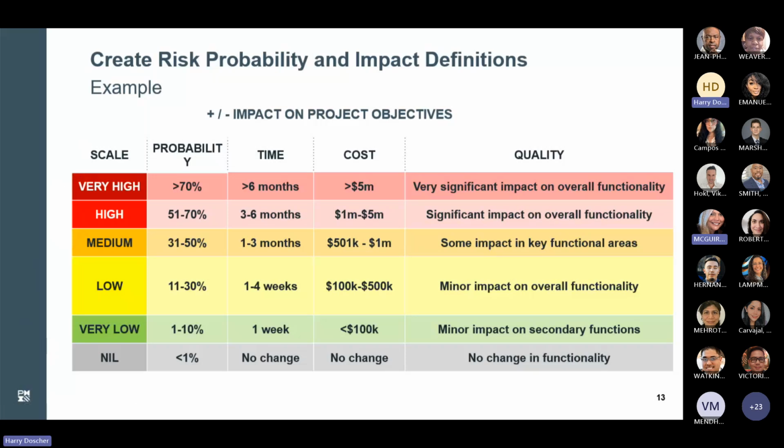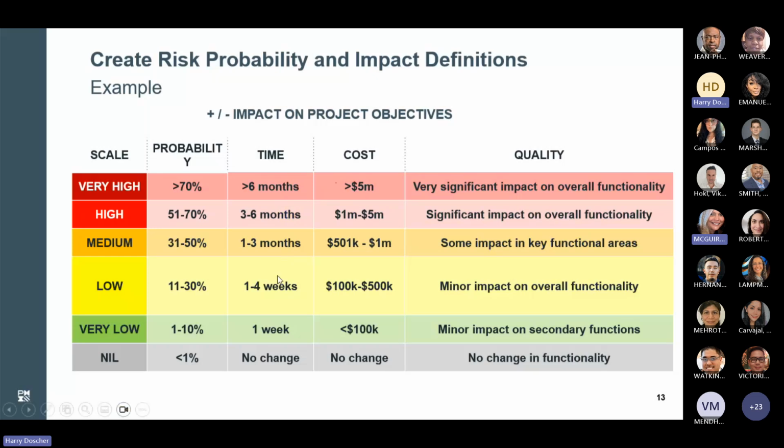Okay, so in this case, if probability is greater than 70%, and it's greater than a 6-month hit to the project, and greater than $5 million, that's a very high risk. All right. So these are the buckets you can throw them into.